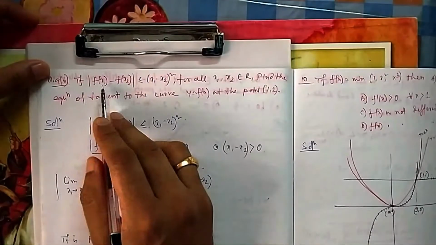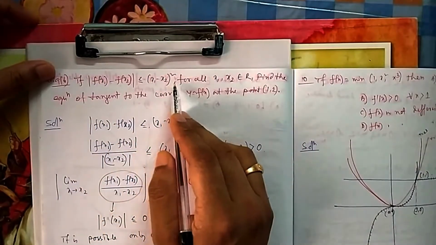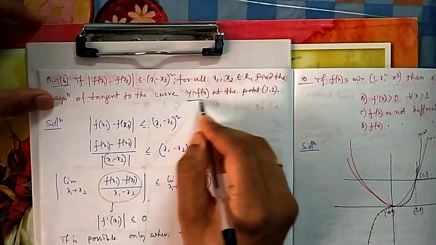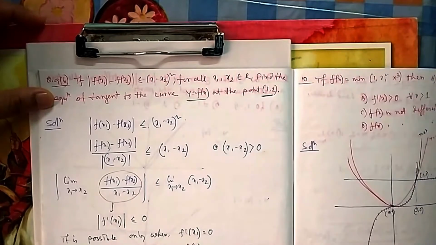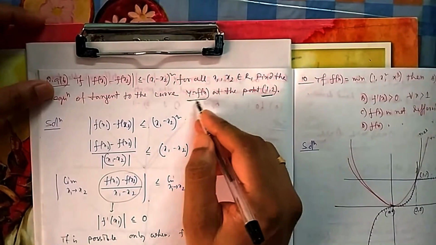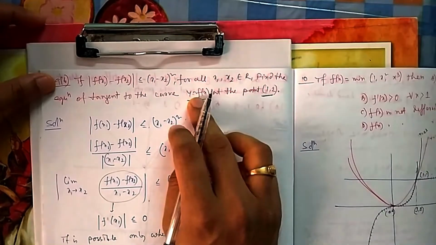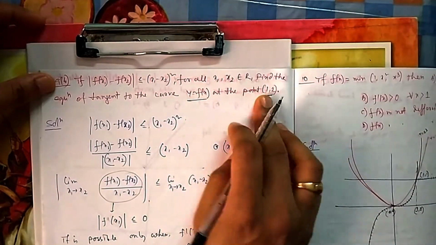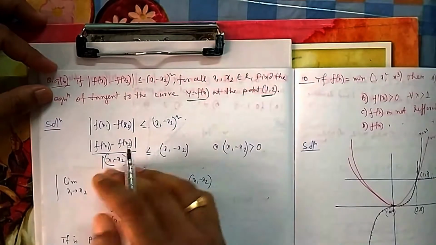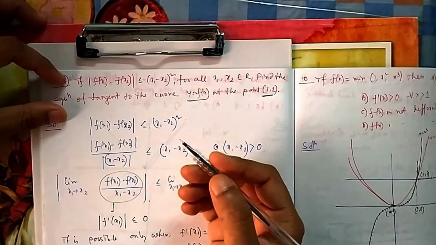If mod of f(x1) minus f(x2) is less than (x1 minus x2) whole square for all values of x1, x2, find the equation of tangent to the curve y equal to f(x) at the point (1, 2). Let us try to find the function y equal to f(x). If I can find y equal to f(x), then I can find the tangent, because tangent is nothing but differentiation, and you put the point. So this is what is given to you.